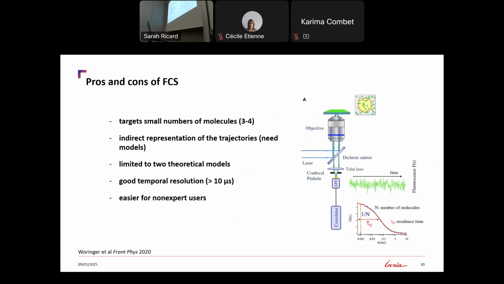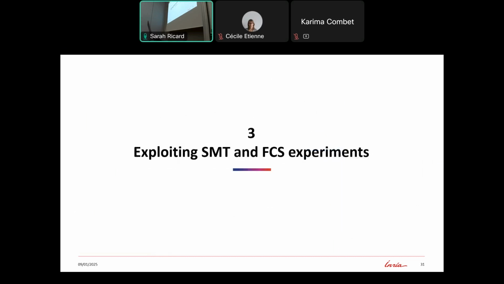Of course, as I will show you, you need to have an expression for G of tau to infer the parameters. If you don't, what do you do? You can use machine learning to infer the parameters from G of tau, even if you don't have an analytical function for it. And that's what I will show you in a moment.